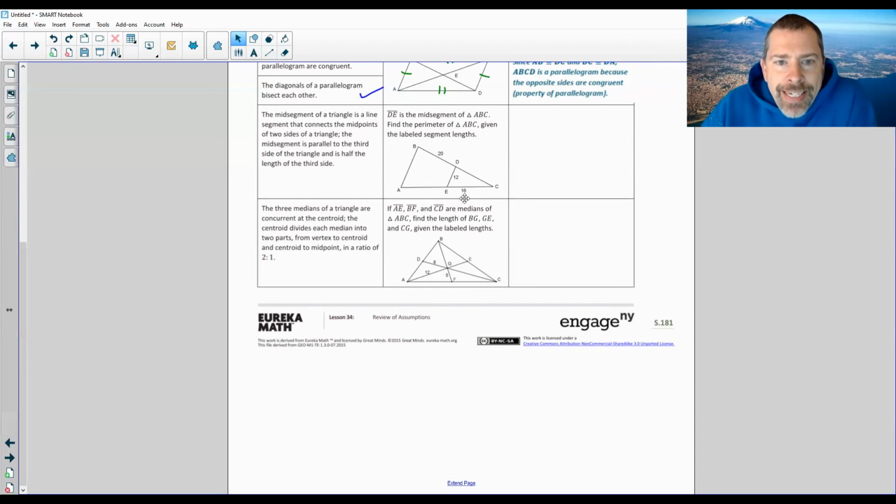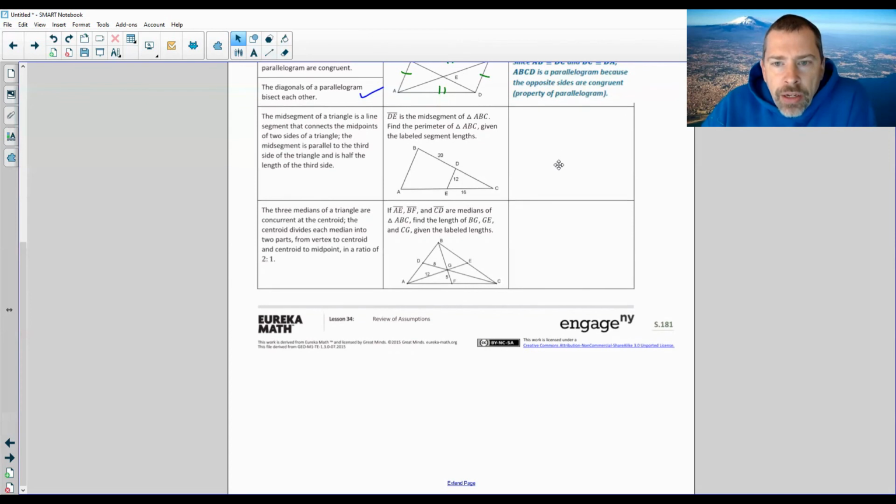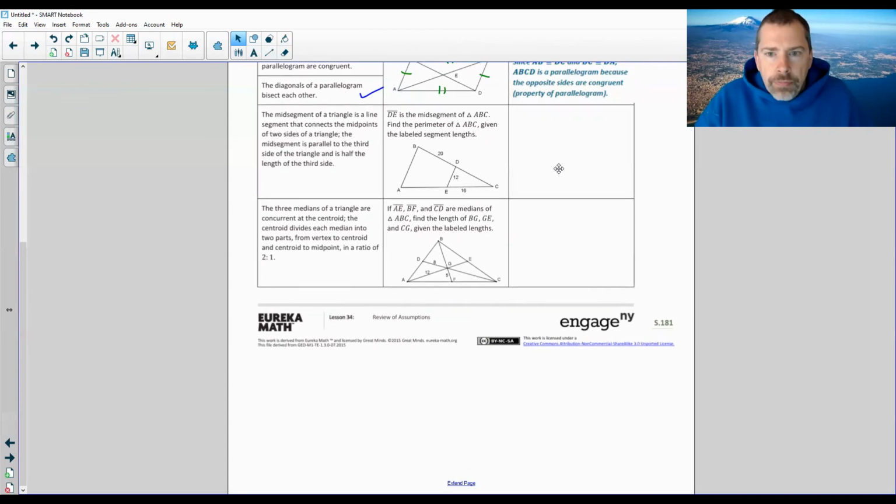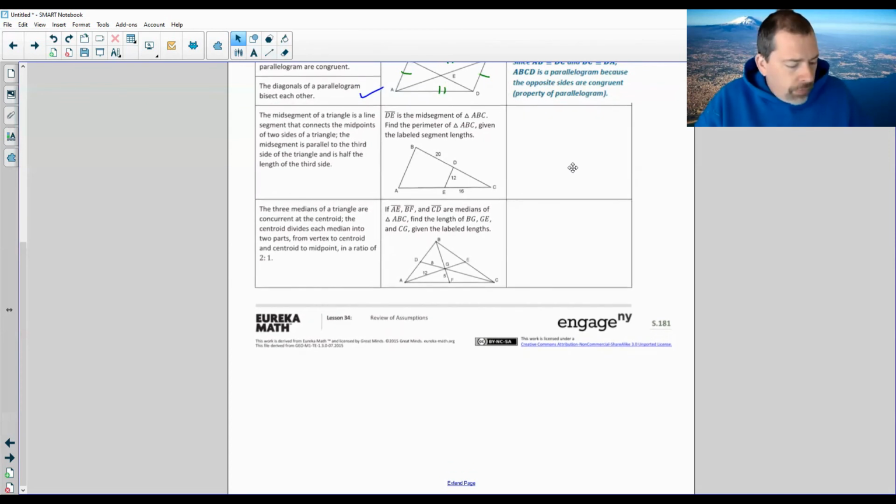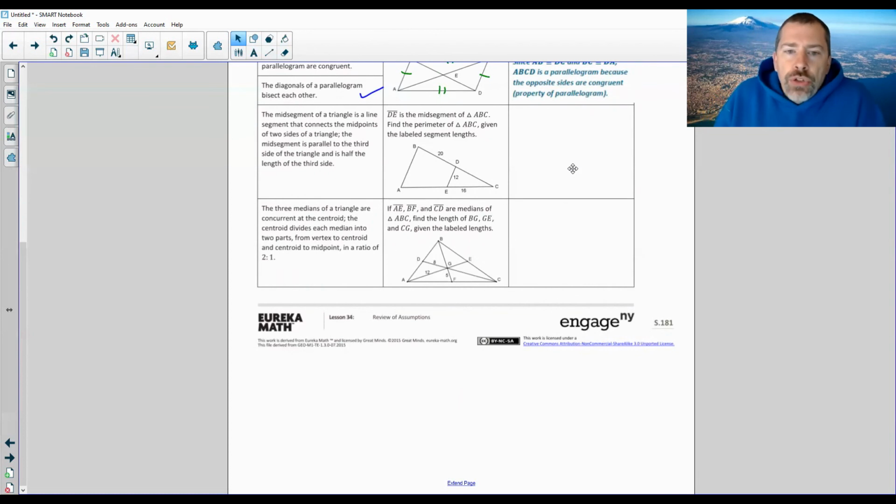Okay, so it says DE is a mid segment of triangle ABC. Find the perimeter of triangle ABC given the labeled segment lengths. So here's what we're going to do. I know DE is half of AB by definition. So this is 24, 12 times 2.